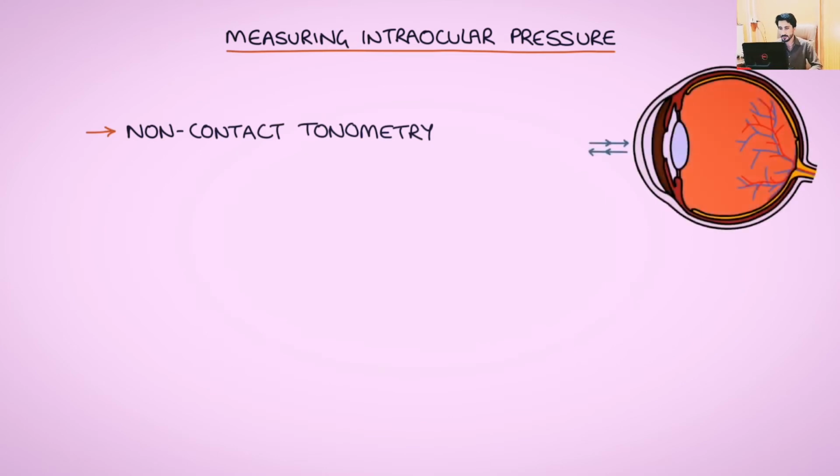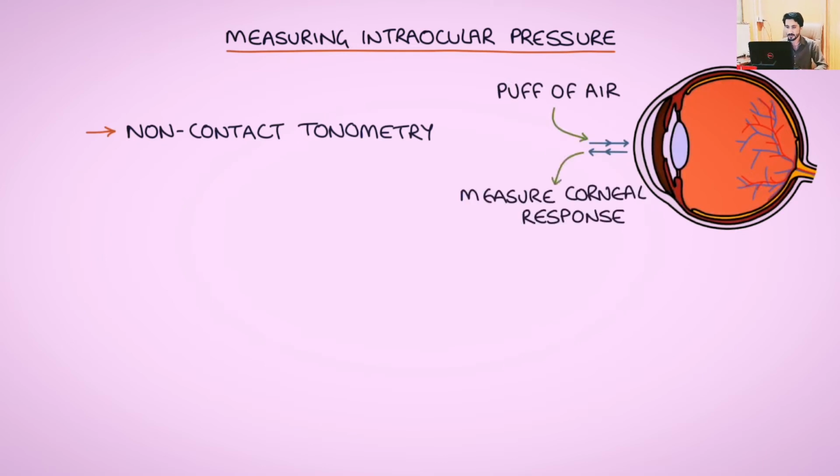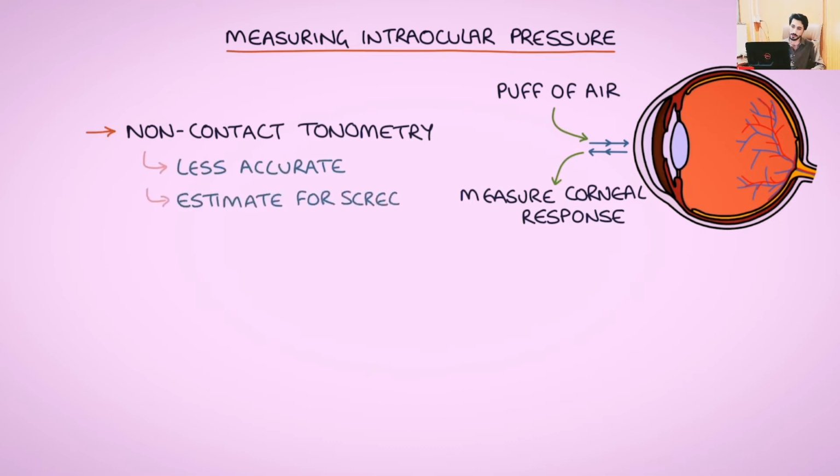And this involves shooting a puff of air at the cornea and measuring the corneal response to that puff of air. If the cornea has a lot of pressure inside it from glaucoma, it won't react very much when air is shot at it. Whereas if you've got a very soft cornea with a lack of intraocular pressure, there'll be a large reaction to that puff of air. This is a less accurate way of measuring the intraocular pressure, but it gives a helpful estimate for general screening purposes.